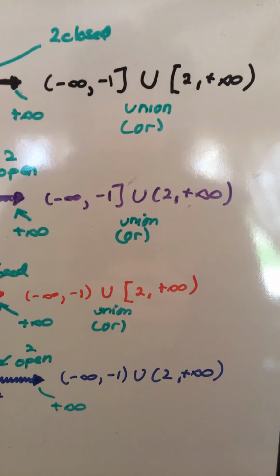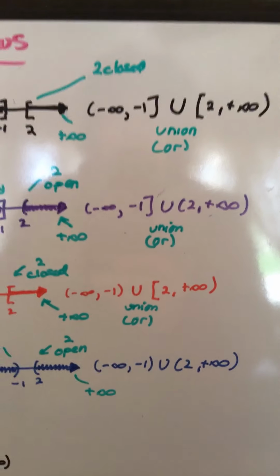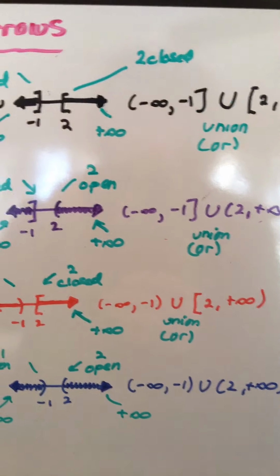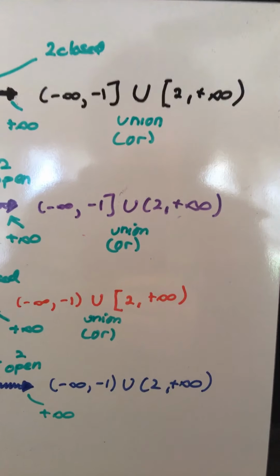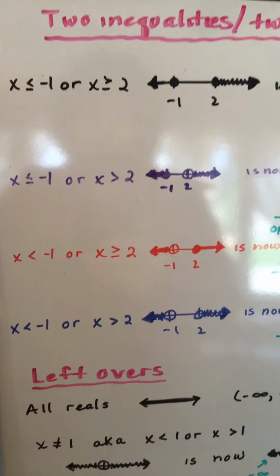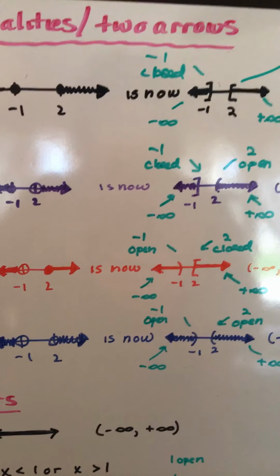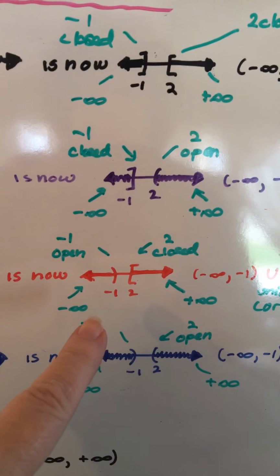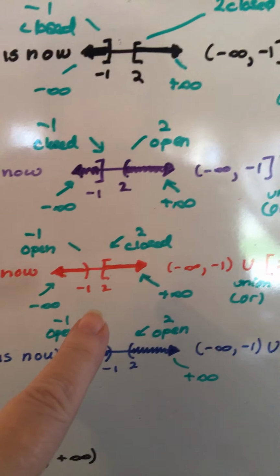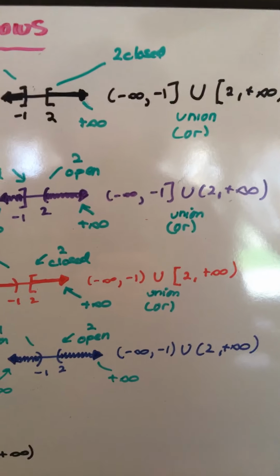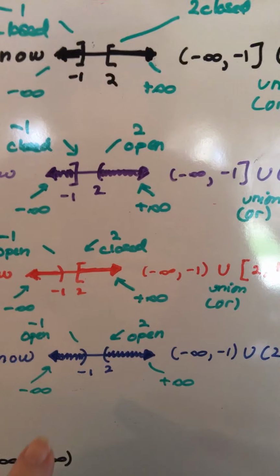The infinities get open parentheses, but notice -1 was closed, so its right bracket is closed. 2 is open, so the left one is a parenthesis. And now the left one's open and the right one's closed, so it is a parenthesis, then a square bracket. I still have to say all your first, -infinity, -1, then 2, +infinity. The infinities get the parentheses, and the only one that's closed, the 2, gets the square bracket.